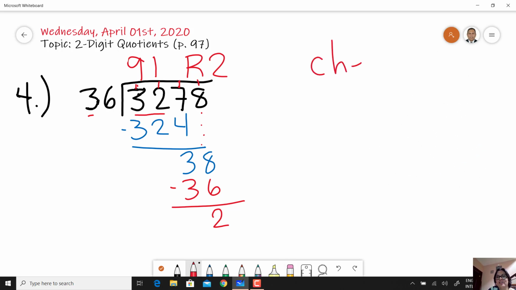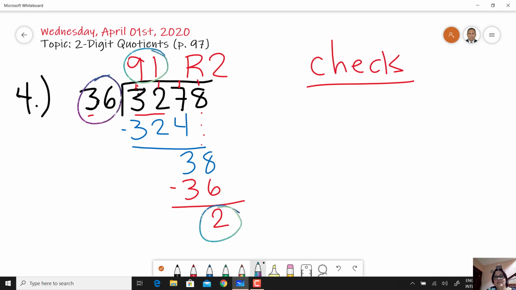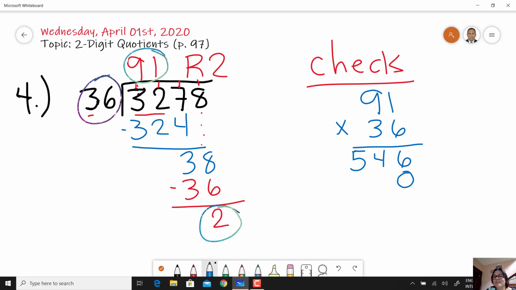So now let's check if our division is correct. So we are going to do the check. And we have to multiply this times this and plus this. So let's do it. 91 times 36, and then we have to add 2. 6 times 1, 6. 6 times 9, 54. Excellent. Now we are going to multiply number 3, but we have to leave one space or add 0. 3 times 1, 3. 3 times 9, 27. Excellent.